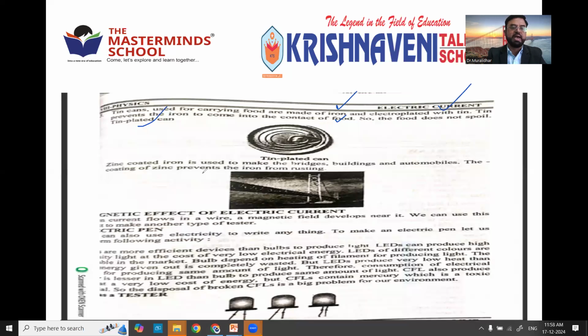Then zinc coated iron is used to make bridges, buildings, automobiles. So the coating of zinc prevents the iron from rusting. To avoid rusting, because oxidation may rust it. So to avoid that rusting only, you are coating with zinc.